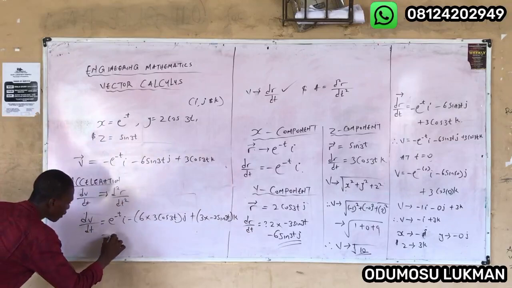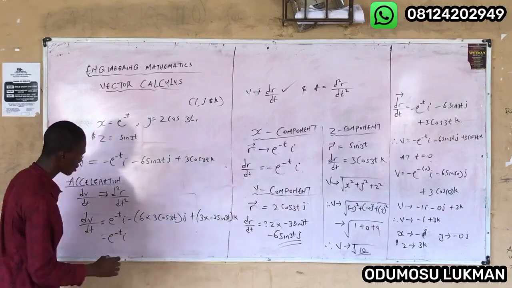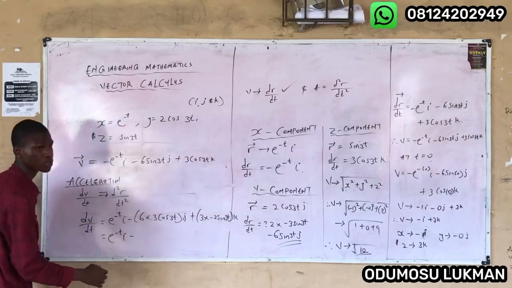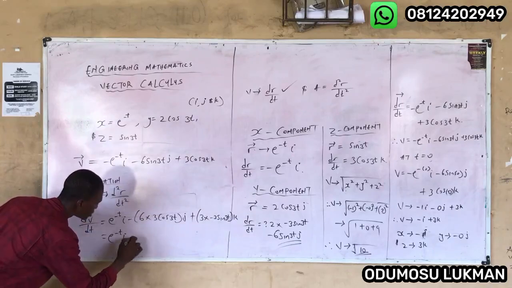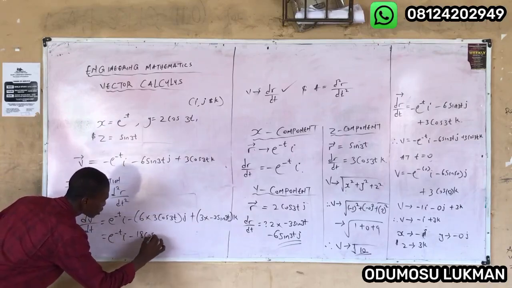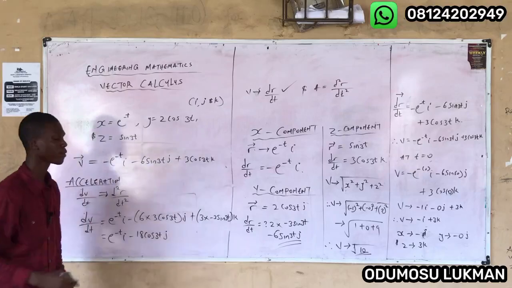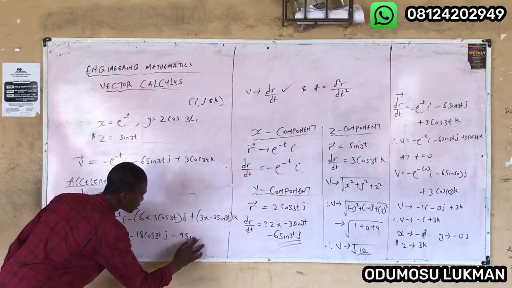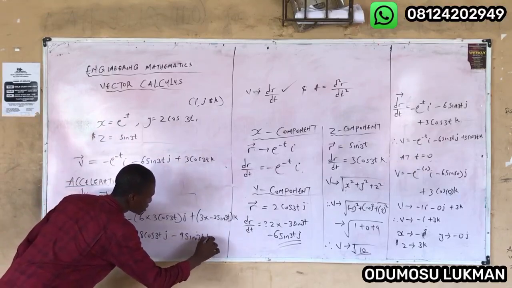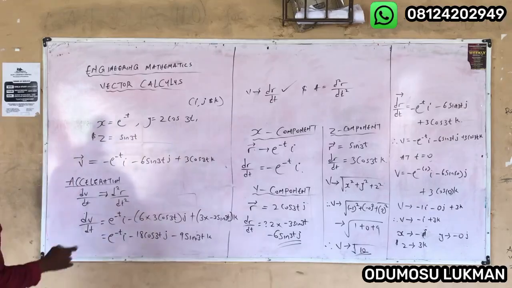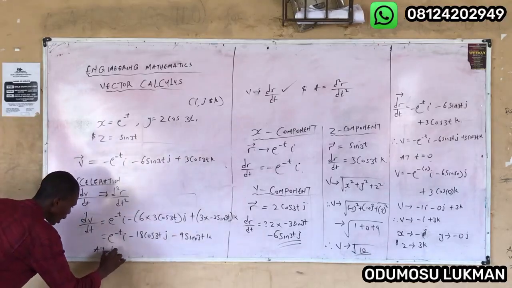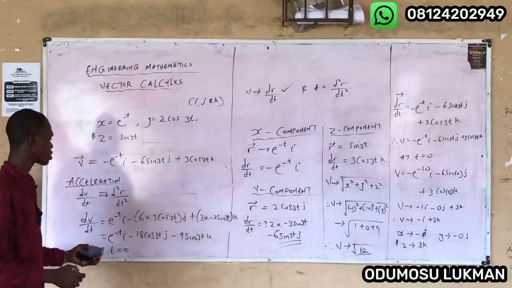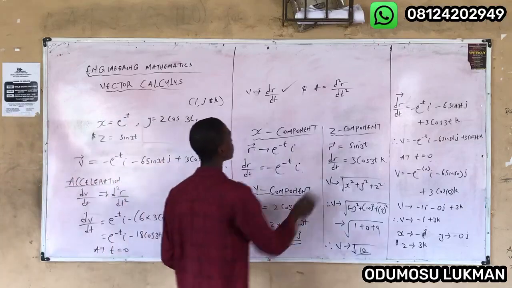So from here, we have exponential minus t i, minus 6 times 3, which is 18, cos 3t j, then minus 9 sine 3t k. At t equals 0. What it means is that we should substitute the value of t equals 0 anywhere we have t here.